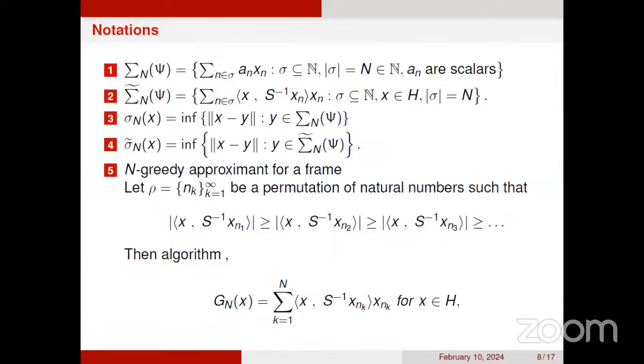Let rho be a permutation of the natural numbers such that we can arrange the frame coefficients in a decreasing sequence, and then we define the greedy algorithm for frames in terms of G_n.